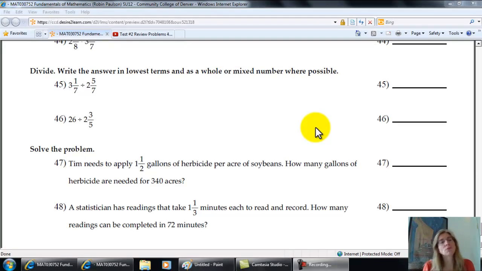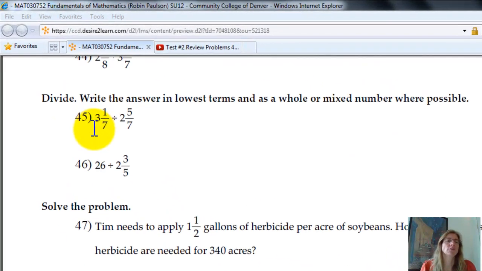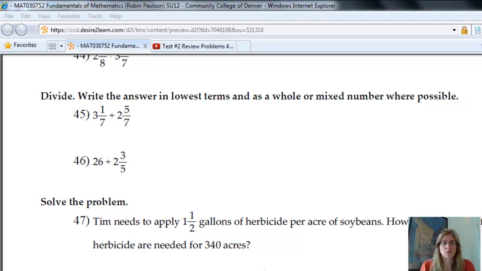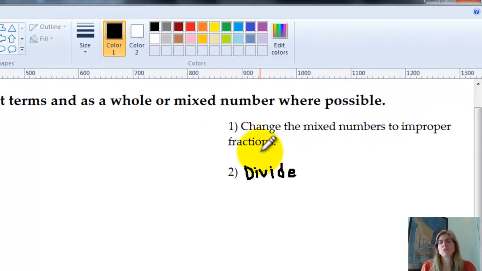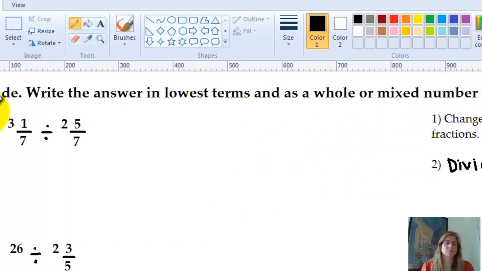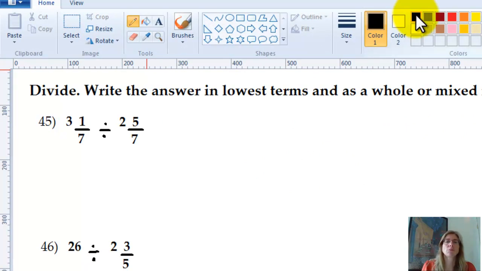This is test 2 review, problems 45 and 46, where we're dividing mixed fractions. So we follow the same rules, or similar to multiplication, and that's you change the mixed numbers to improper fractions and then divide. So we go through what we did before. In order to change a mixed number to an improper fraction, you multiply the denominator times the whole number plus the numerator.